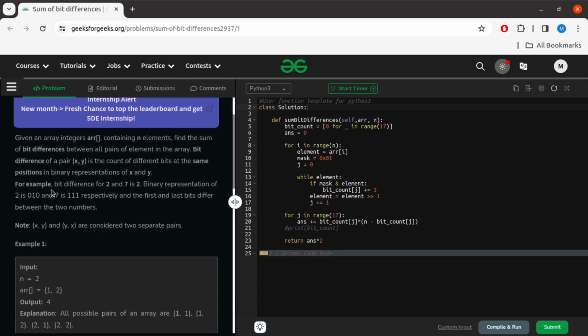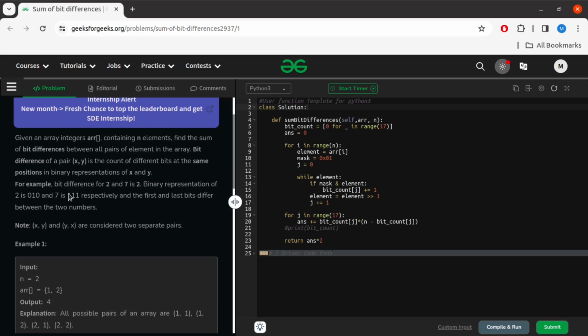The problem statement says that given an array of integers ARR containing n elements, find the sum of bit differences between all pairs of elements in the array, and the bit difference of a pair x, y is the count of different bits at the same position in the binary representation of x and y.